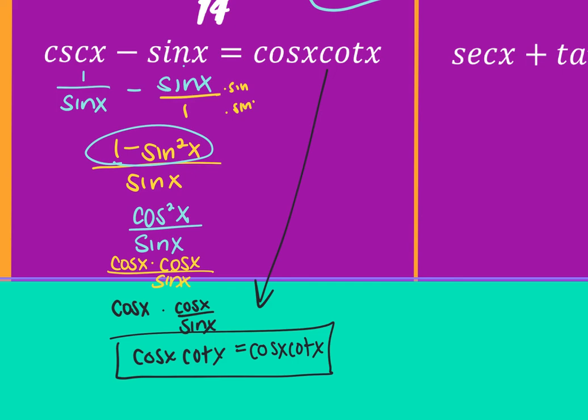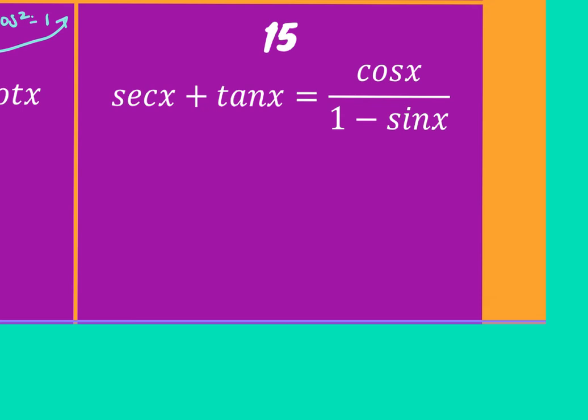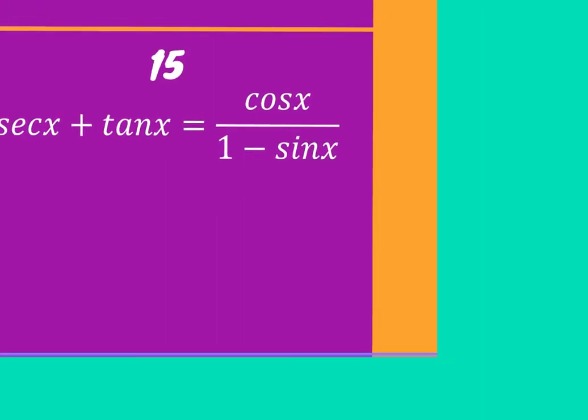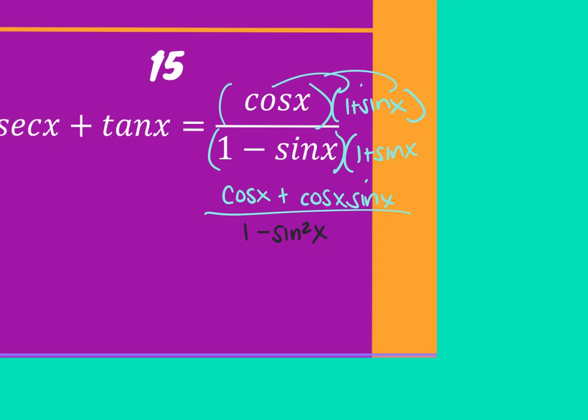All right, lastly, on this slide, I've got secant x plus tangent x equals cosine over 1 minus sine x. So I'm going to work with the right side because it's kind of how we started the day. To get rid of this, I can multiply by 1 plus sine of x. Well, not to get rid of it right away, but if I distribute here, I get cosine x plus cosine x sine x. And the denominator becomes 1 minus sine squared x if you were to FOIL it out.